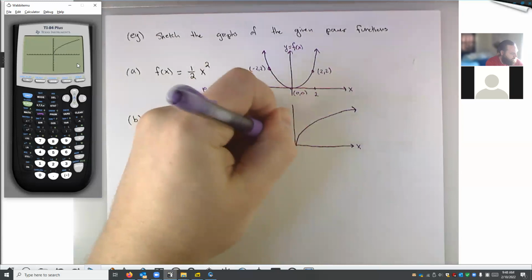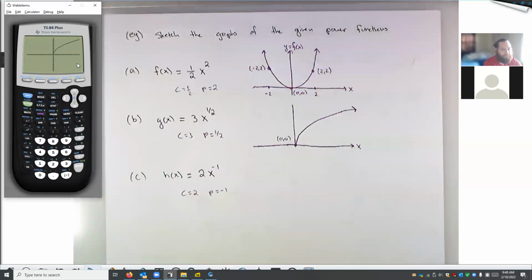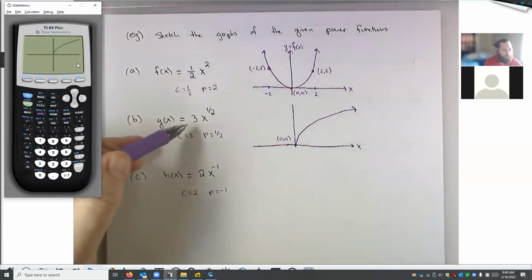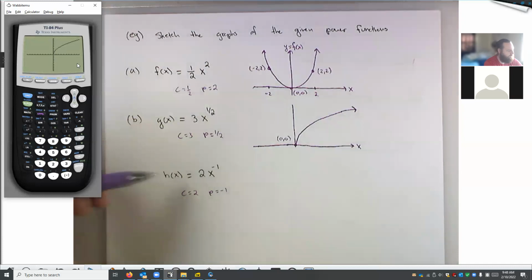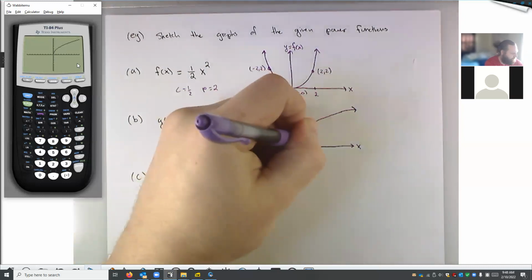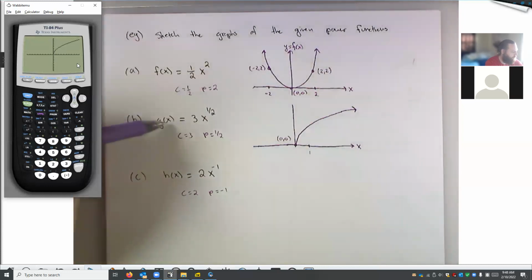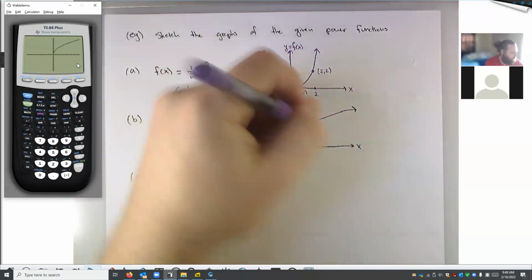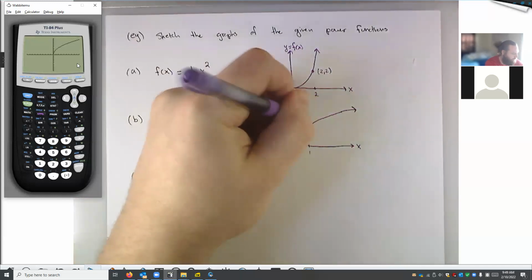Some points on this graph would be 0, 0. And if you plug in 0 for x, 0 raised to the 1/2 power is 0. And 3 times 0 is 0. If you plug in the number 1, g of 1 would be 3 times 1 raised to the 1/2 power. So 1 raised to the 1/2 power, it's the square root of 1, which is 1. 3 times 1 is 3. So this point would be 1, 3.